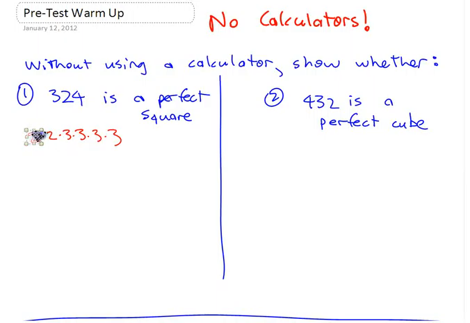Because I can take 1, 2 and put it over here. 1, 2 and put it over here. Take a couple of the 3s and put it with this one. Take a couple 3s and put it with this one. So I got my 2 equal groups, right?